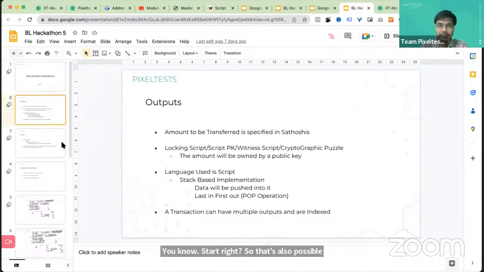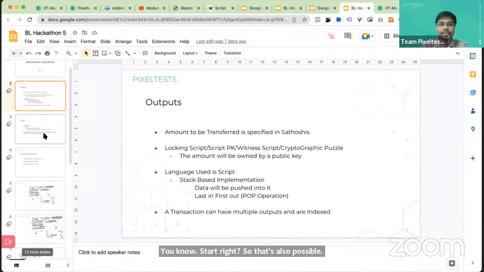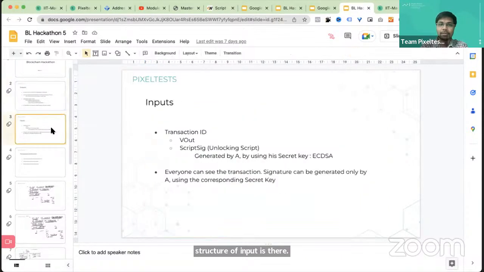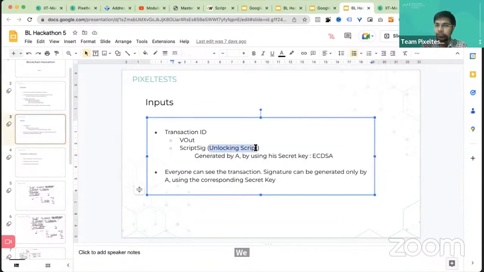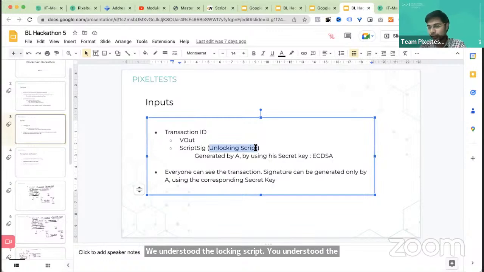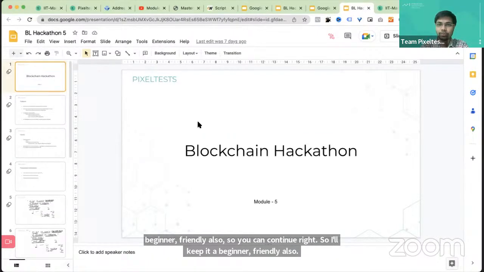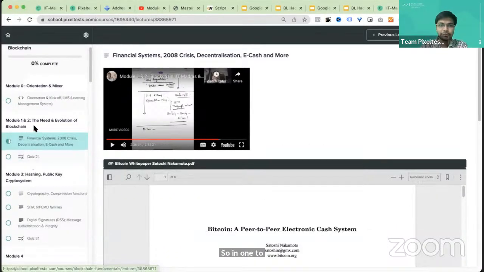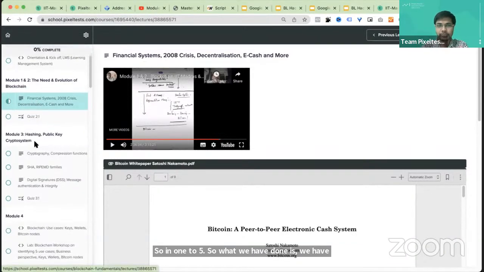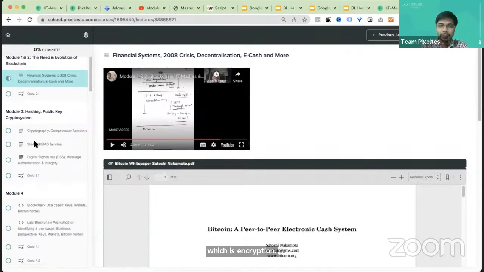So in our previous sessions, module 5, we have discussed transaction inputs and outputs, how the structure of input is there. We've understood the locking script, we've understood the unlocking script, right? So yes, Praveen sir, you can continue, right? So I'll keep it beginner friendly also. So in modules 1 to 5, what we have done is we have navigated from why the need for blockchain was there. And then we have understood a few systems of hashing, right? Which is encryption. Once you go through detail of it, it will be easier.